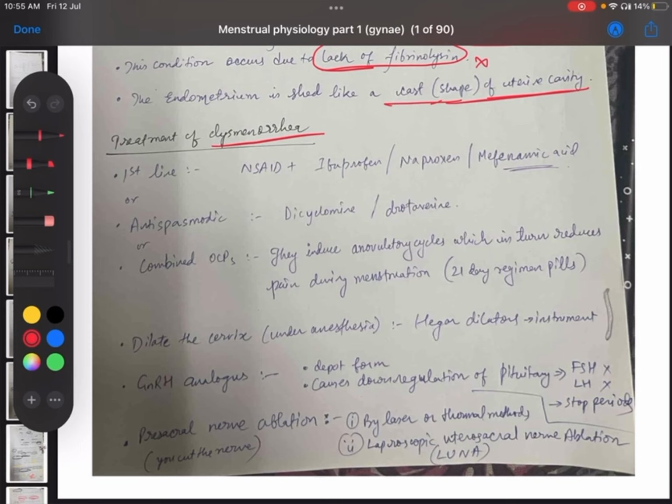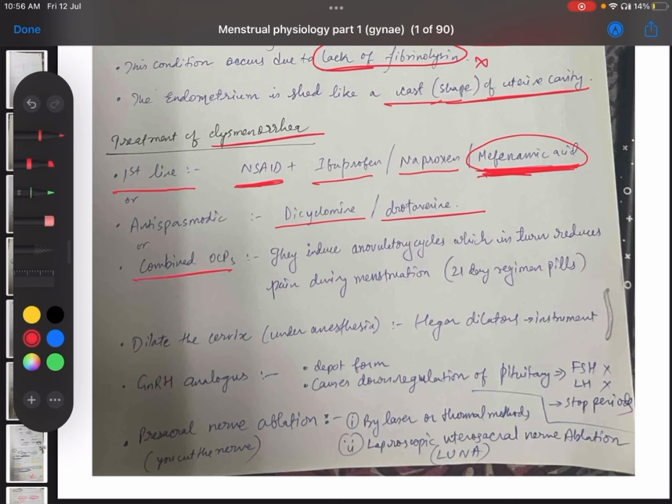So for the treatment, the first line drugs are the NSAIDs, such as ibuprofen or naproxen or mefenamic acid. I don't know why mefenamic acid is preferred more, so you can Google it. Mefenamic acid plus NSAID is preferred. Or you can use antispasmodic drugs, which are dicyclomine or drotaverine.